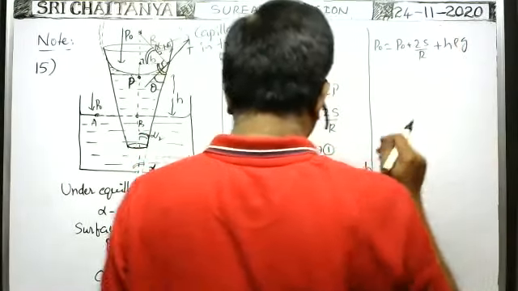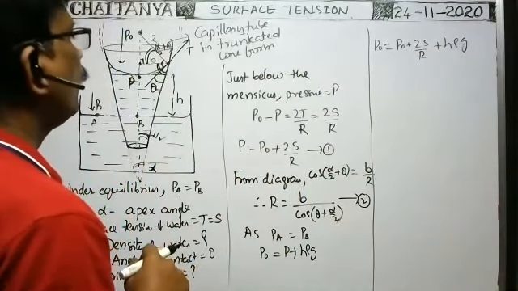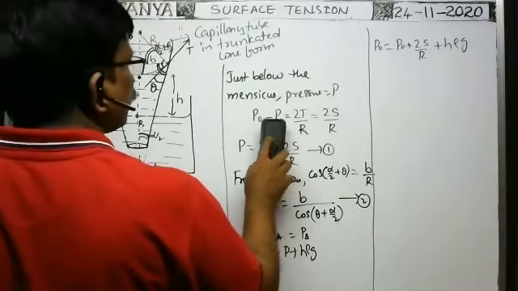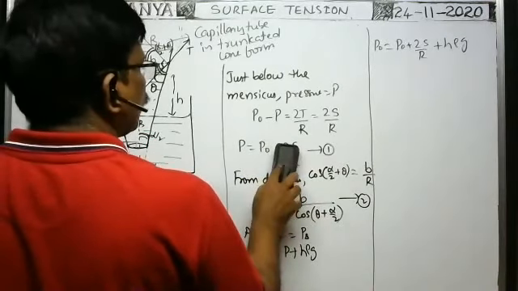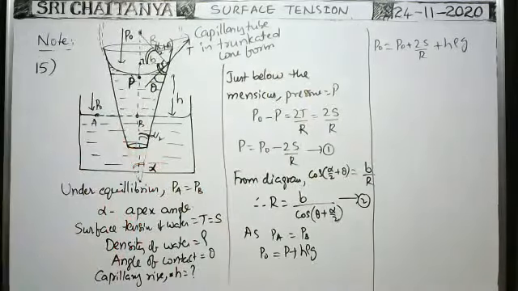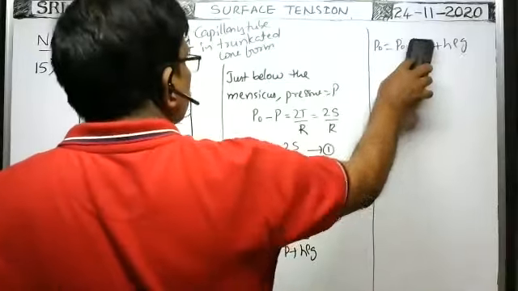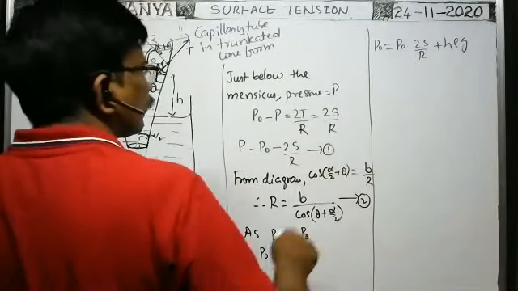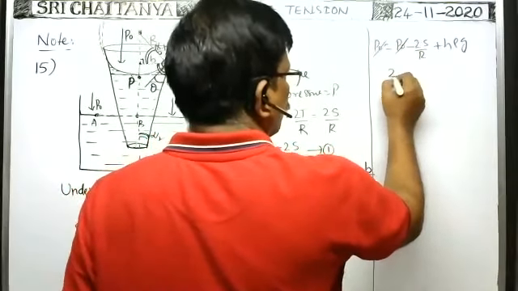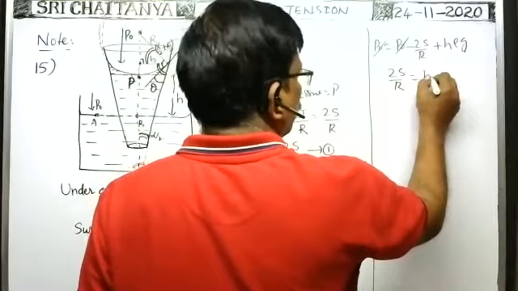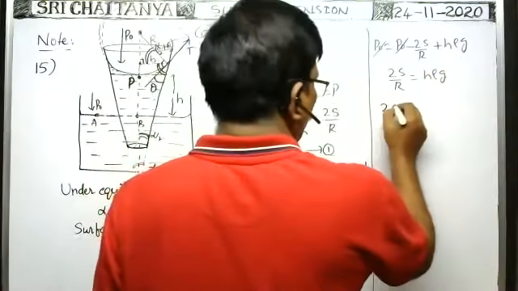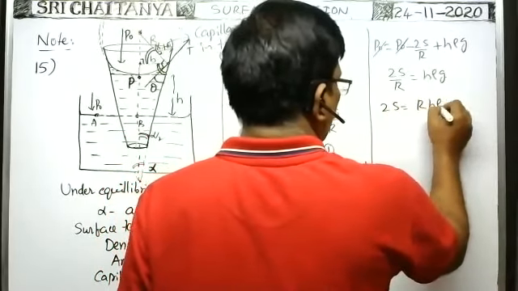Is it correct? It is P naught minus 2S by R, not plus. So P naught minus 2S by R equals P naught plus H rho Z, and P naught cancels. So 2S by capital R is equal to H rho Z. Capital R is not given, so we have to find it.